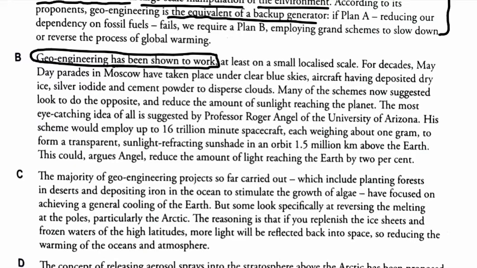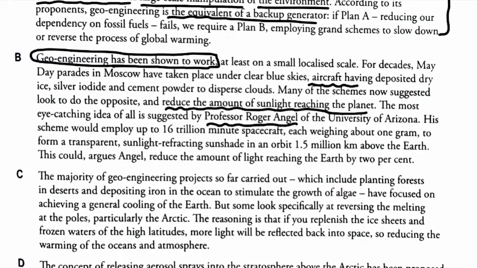Many of the schemes now suggested look to do the opposite and reduce the amount of sunlight reaching the planet. The most eye-catching idea of all is suggested by Professor Roger Angel of the University of Arizona. His scheme. So here let me mark Roger Angel. Also let me mark reduce the amount of sunlight reaching the planet, and also the word aircraft, right? Because these three are our keywords for the further questions even.